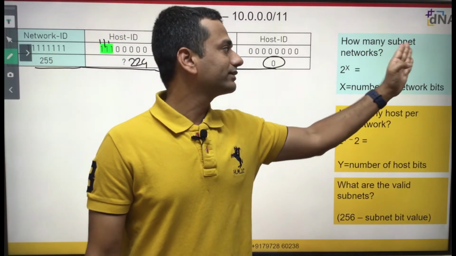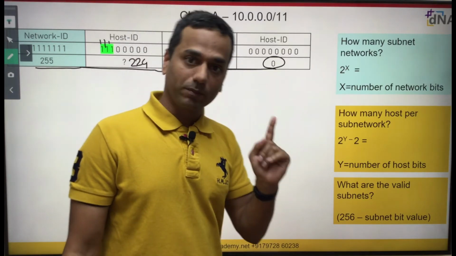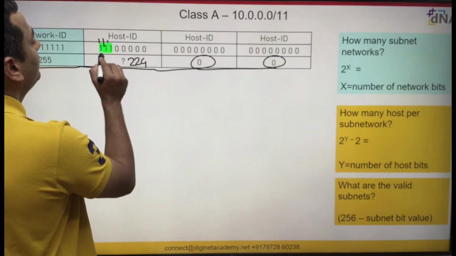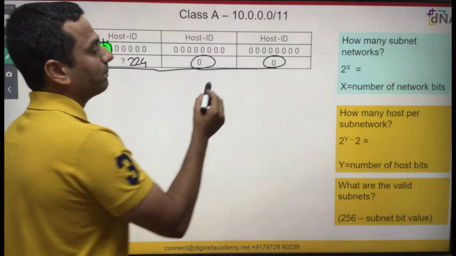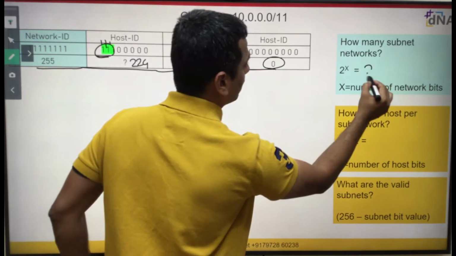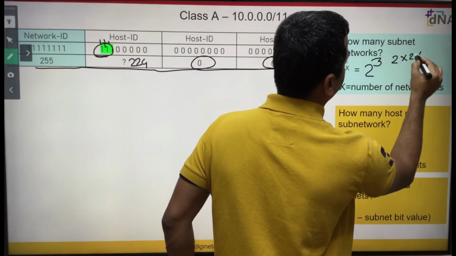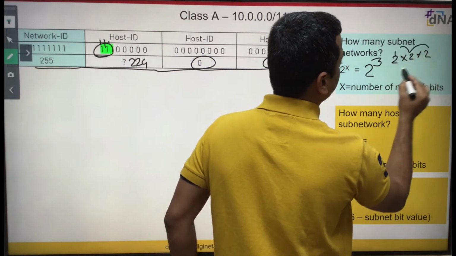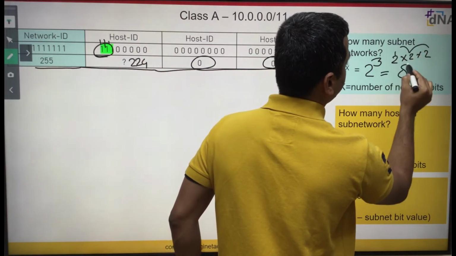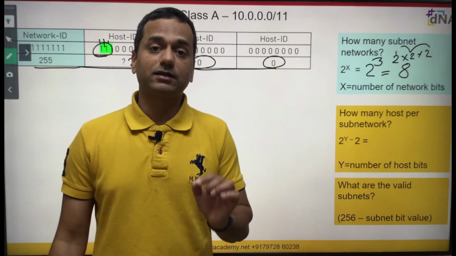So how many subnetworks? 2 raised to power x, where x is the number of subnetwork bits. How many do we have? Only 3 subnetwork bits. So 2 raised to power 3. When I say 3, it means 2 into 2 into 2: 2 ones are 2, 2 twos are 4, 4 twos are 8. So total 8 subnetworks I will get.